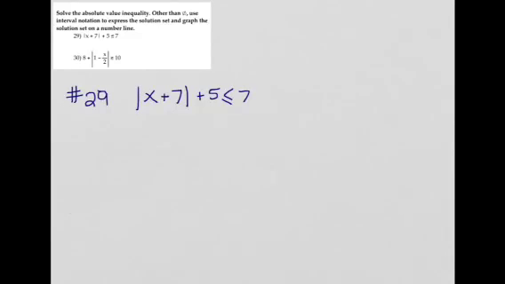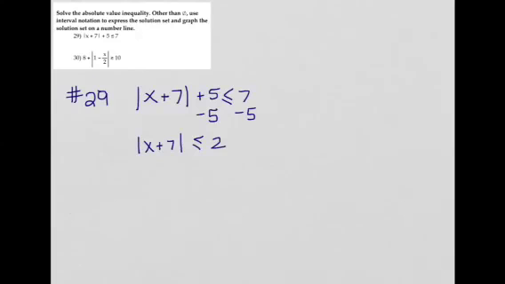In this problem, we need to solve for x, and to get started, I'm going to subtract 5 from both sides, because before we can deal with the absolute value, we have to have it by itself on one side of the inequality. So I have the absolute value of x plus 7 is less than or equal to 2.